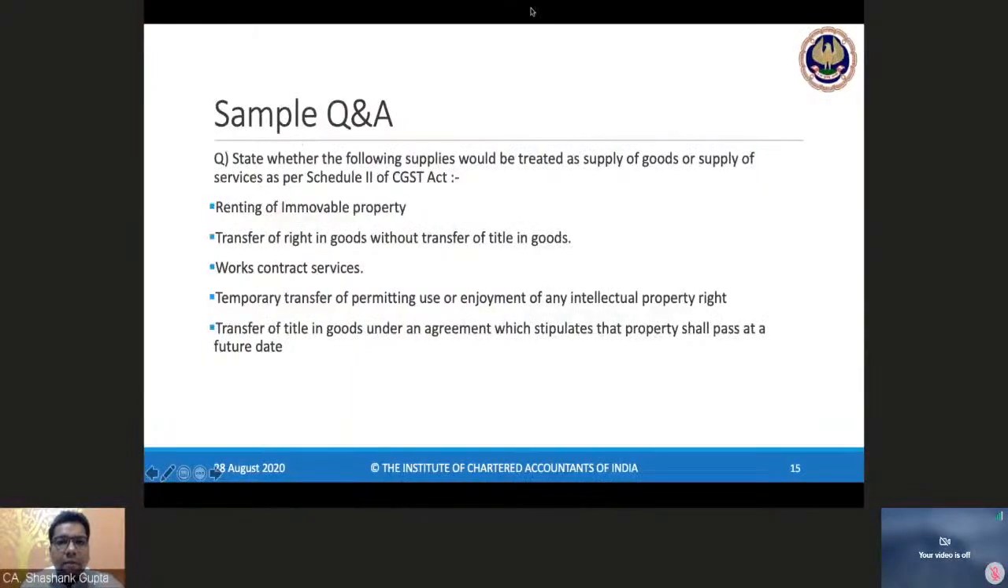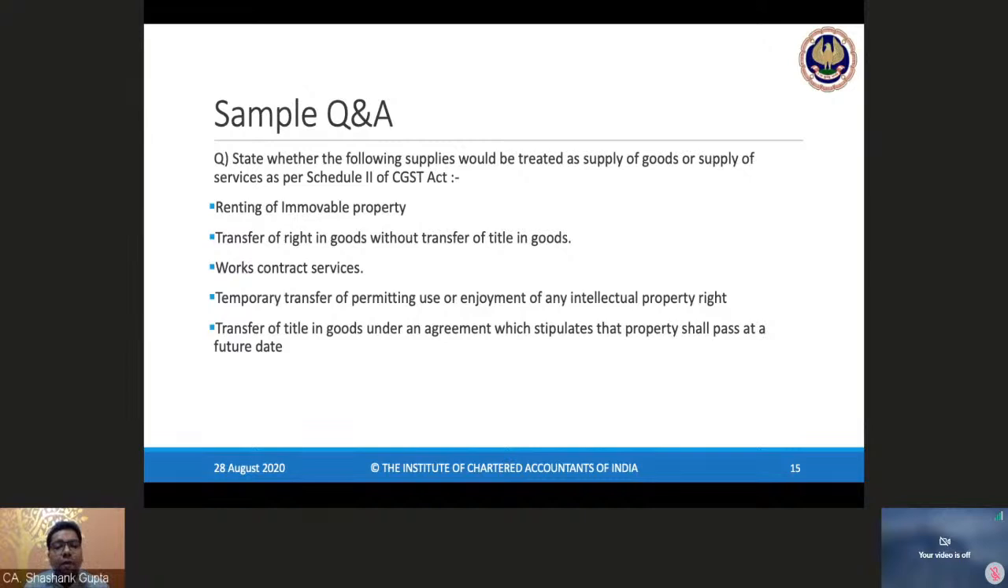Most of you are correct. Some of you have erred. Let us take this one by one. Renting of immovable property. When I say renting of immovable property, I believe almost all of you are correct. This is supply of service.